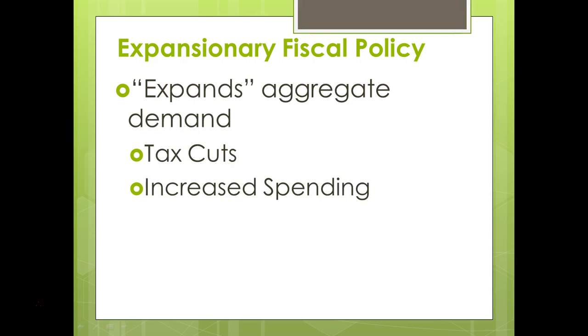It can run poverty reduction programs. It can hire more teachers. It can increase the military. It can do all kinds of things. It can also do both. It can cut taxes and increase spending, which will mean that the government will have to borrow money to pay for everything. And we'll talk about that in a little bit when we talk about deficits and debt.